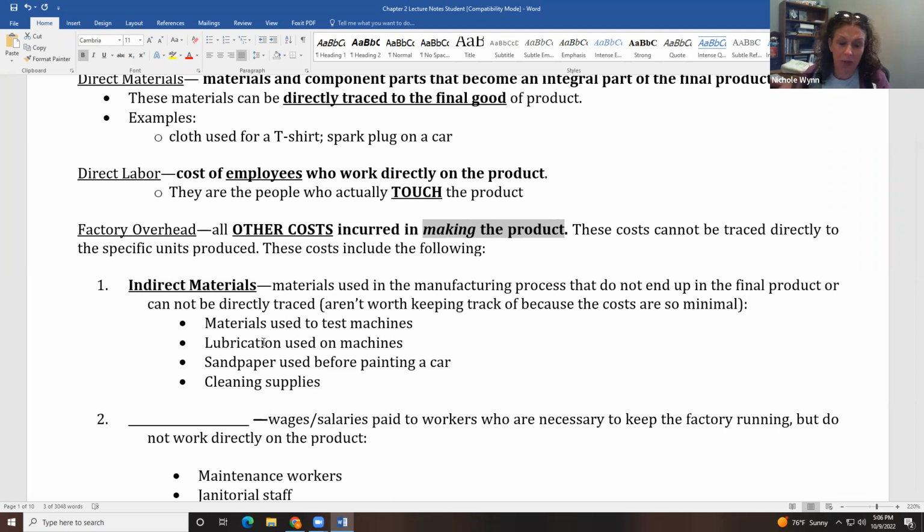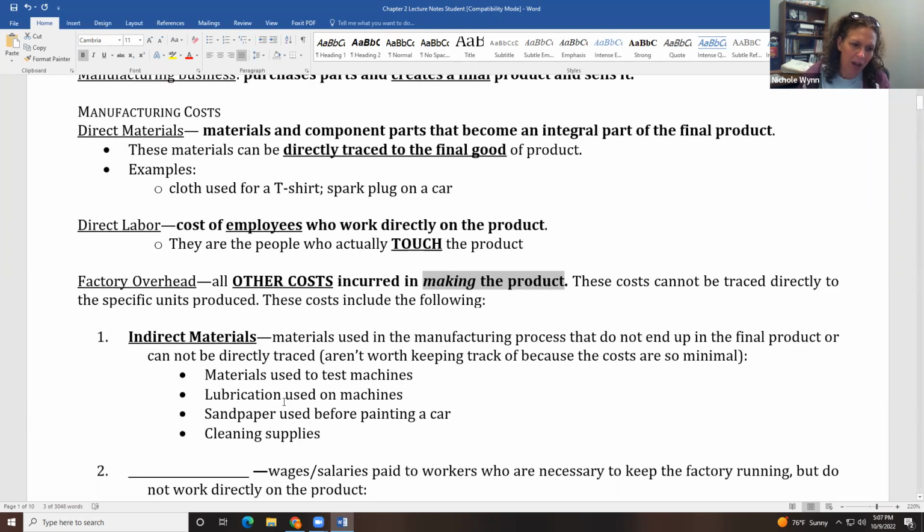So also things like changing the oil in the machines. That's material that's needed in the factory, but it's not on the finished good. When you look at bicycles, you don't see the oil that you use to change the oil in the machine on the side of the bicycle. Okay. So cleaning supplies, different things like that are all indirect materials.